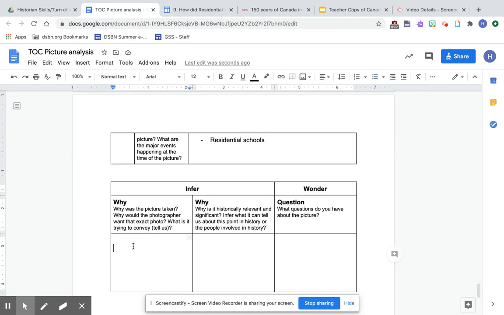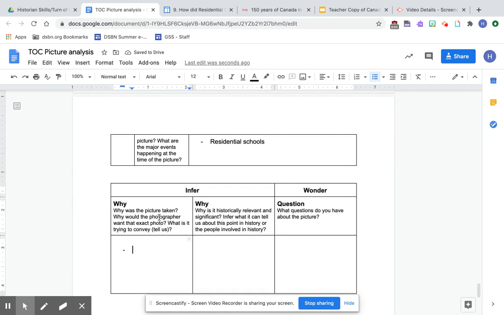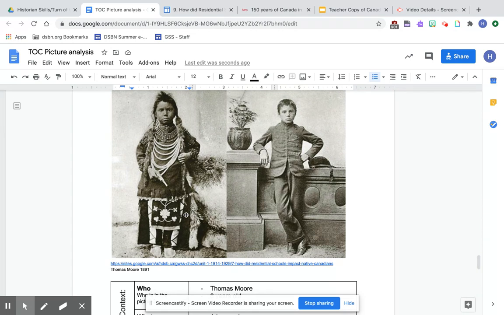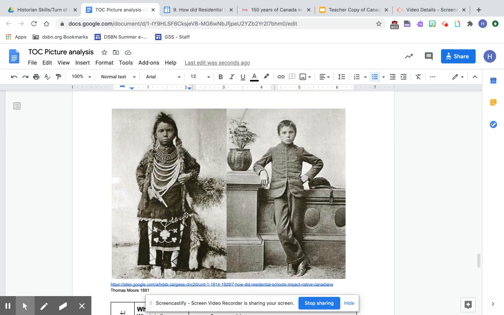So, why was the picture taken? Okay, so you might have to make some inferences on this. I'm going to give you a little background into this photo, because why would the photographer want to take this exact photo? This is very much a before and after photo. We see them today all the time. You see them with weight loss ads, you see them with beauty makeovers, anything. But this is a before and after photo of the time.